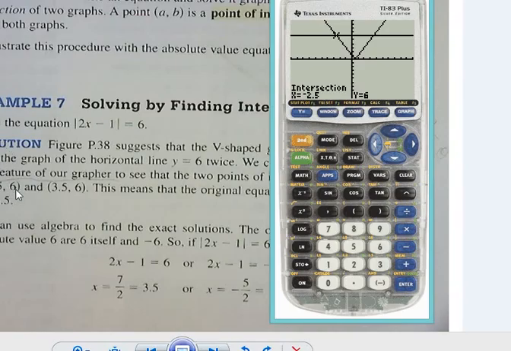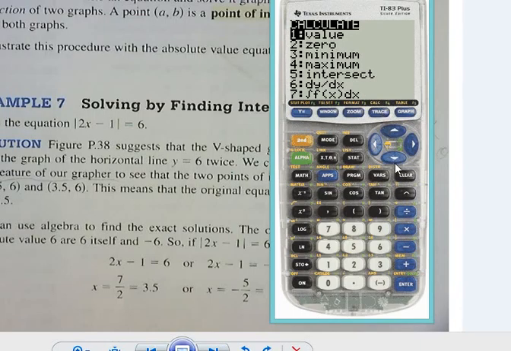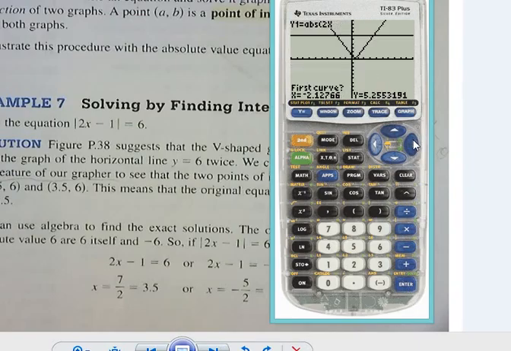And that's what the textbook says. Negative 2.5 equals 6. Now let's do the next one, and it says the next one is 3.5, right? So now let's see what the next one is. If I hit second, calc, intersect, and now I gotta go to the next one.